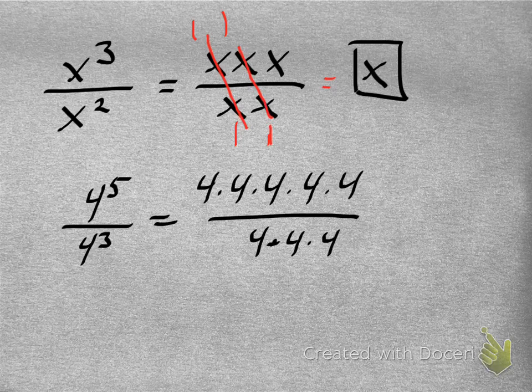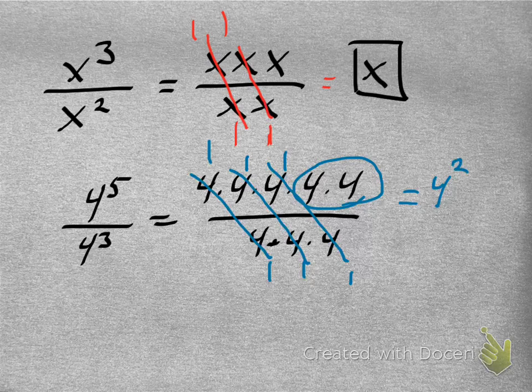All right, and so once again, if we go ahead and cancel this, I can cancel this 4 and this 4, and they'll both be 1. I can cancel this 4 and this 4, and they'll both be 1. And I can cancel this 4 and this 4, and they'll both be 1. And what am I left with? 4 times 4, or 4 to the second power. Or we could go ahead and evaluate that now. That's equal to what? 16. 16. Either one would be fine.